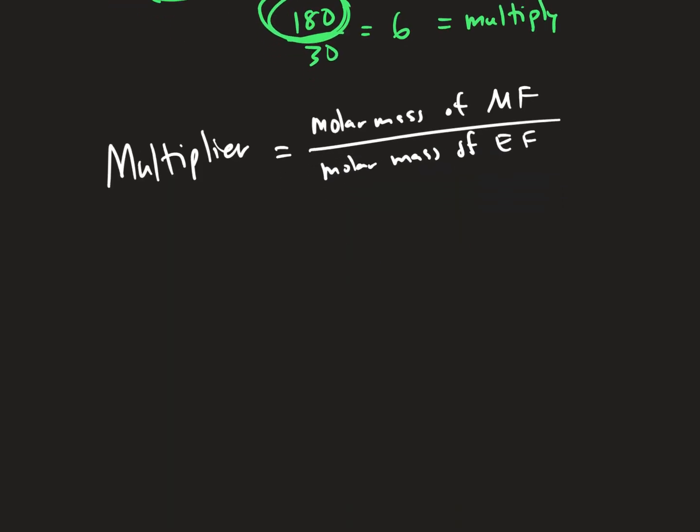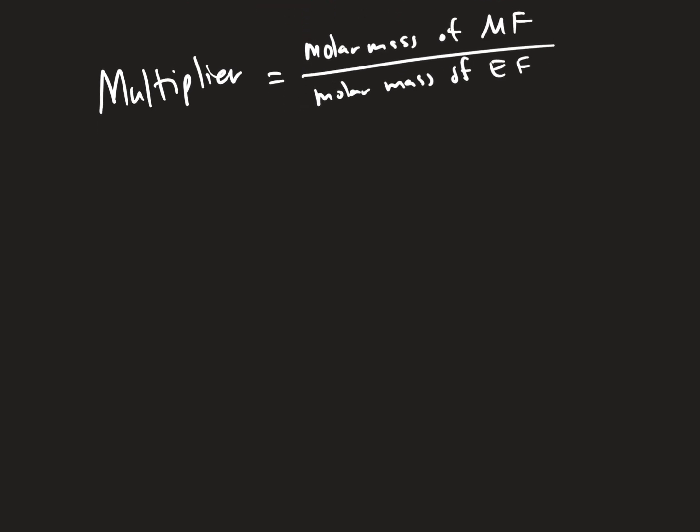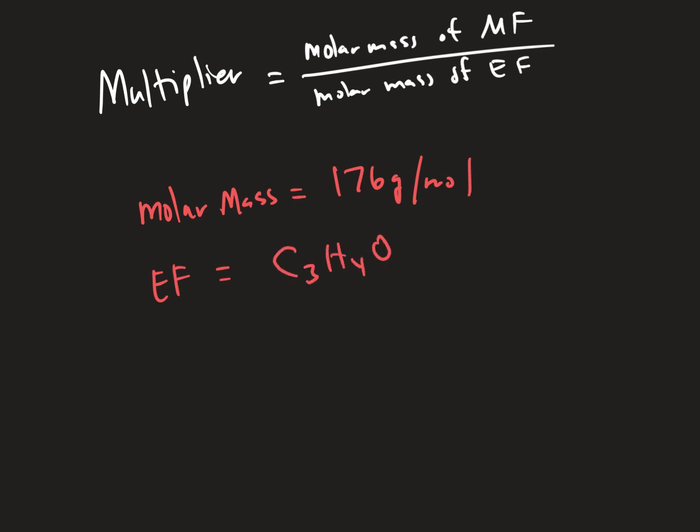Okay, just to save a little bit of time, I'm going to give you the empirical formula, all right? So let's say we find that the molar mass of our compound is 176 grams per mole. And we know the empirical formula is C3H4O3. What is the molecular formula?